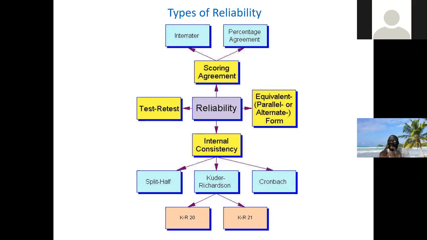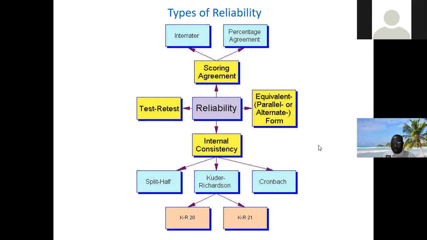So that is the internal consistency of that instrument. That is the items that make up that instrument. Are they consistent in measuring that particular thing? Are they pointing to the same thing? And there are different methods people have come up with: split half, Kuder-Richardson and Cronbach. So when you hear of Cronbach alpha coefficient, this is where it's used, for internal consistency.